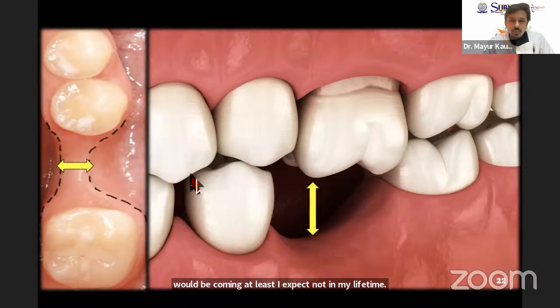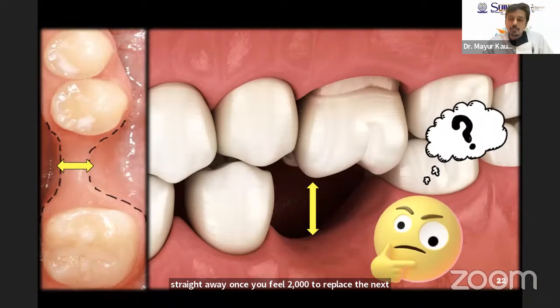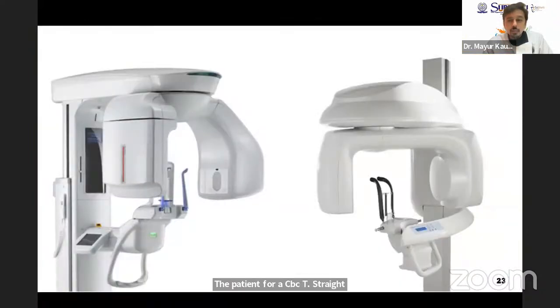But the issue is the bone. Once you have evaluated it prosthetically that a tooth can be placed, how to evaluate bone? So again, with regard to diagnosis, please remember, basics first, then the high funda stuff. Once you feel a tooth has to be placed, the next thing you are supposed to do is not refer the patient for a CBCT straight away. This is the first thing. You have to start with the basics. You have to get an OPG first.